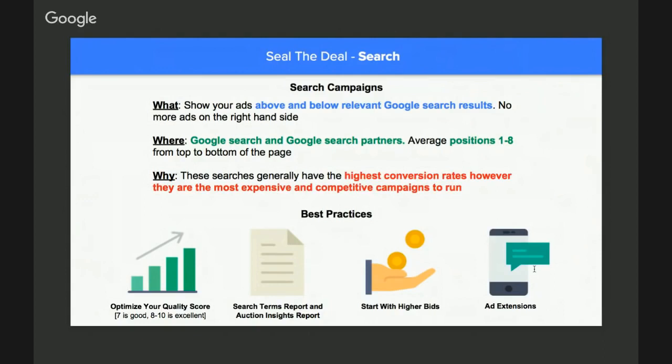So the way search ads work, they're exactly what you think: Google search, right? The ads right inside of Google search results. Note there are no more ads on the right-hand side of the page anymore. There are only ads on top and on bottom. Generally, there are 8 ads on the first page, and average positions go from 1, which is on top, to 8, which is on bottom.